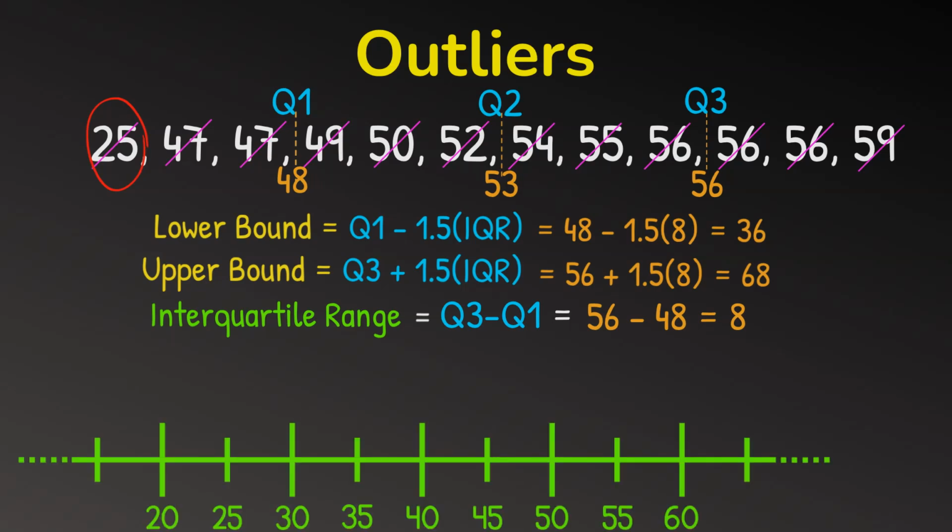So now, to draw the box and whisker plot, we'll draw the rectangle using Q1, Q2 and Q3, giving us lines at 48, 53 and 56, and we'll draw lines to 47 and 59, which are the whiskers, and finally we'll put a point at 25.